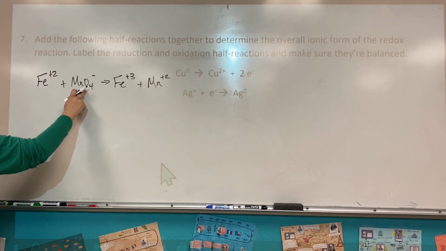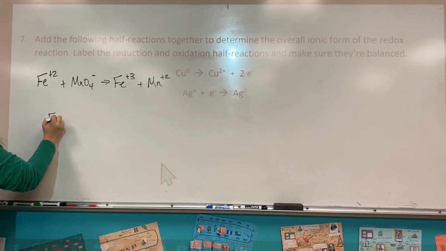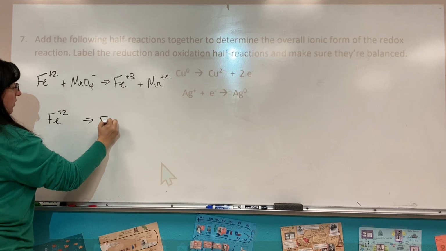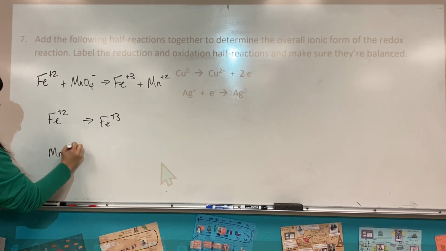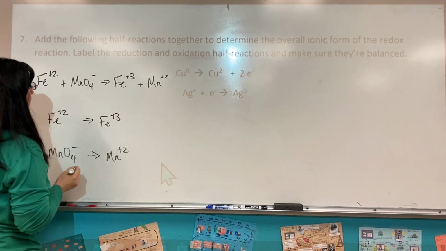All right, so first things first, you can look at your charges. Guys, oxygen is not here. Really, it's just going to be iron and manganese. So I have iron that goes from a +2 charge to iron with a +3 charge. And then you have manganese that goes to Mn plus 2.